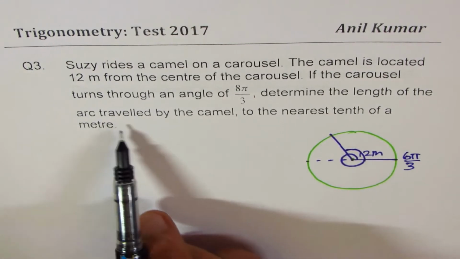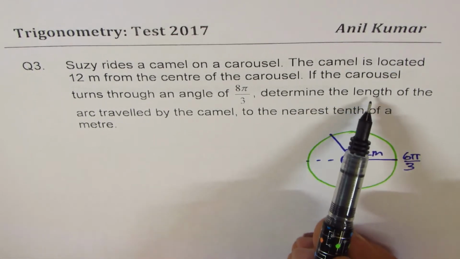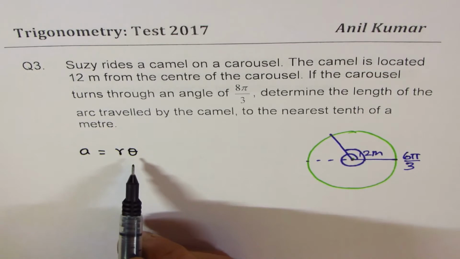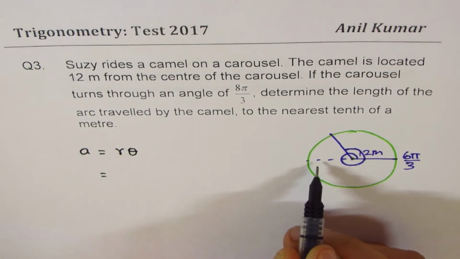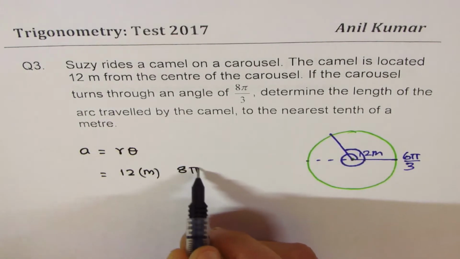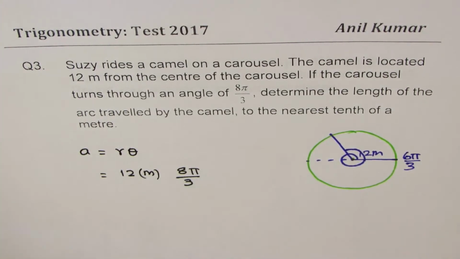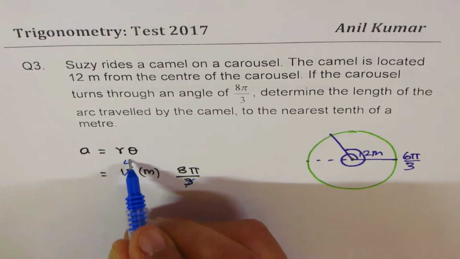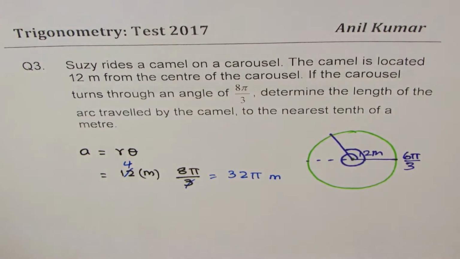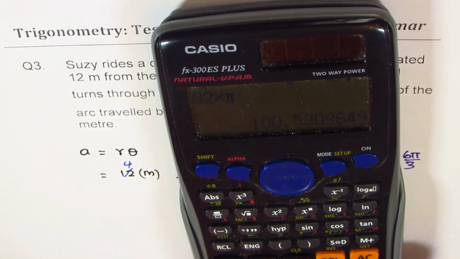What you should do is, you need to find the distance traveled, right? Determine the length of the arc traveled. So A equals to r theta is simple, where theta is in radians, right? So in this case, radius is given to us as 12 meters, and what we have in radians is 8 pi over 3. Since it says nearest to this number, we have to use calculator, correct? So we are not looking for exact answer, which is 32 pi meters. So we'll use calculator and figure it out. So it is 32 times shift pi, that gives us the answer in decimals.